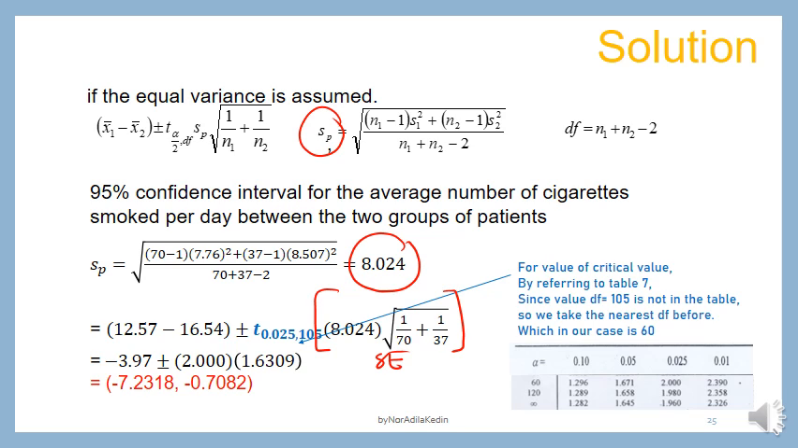T alpha, degree of freedom n1 plus n2 minus 2. So dekat sini, kenapa dapat alpha 0.025? Sebab dia suruh buat 95%. Kenapa dapat 105? Degree of freedom sama dengan n1 plus n2 minus 2. So that's why dia dapat 105. Okay, now untuk alpha 0.025, which is this one.